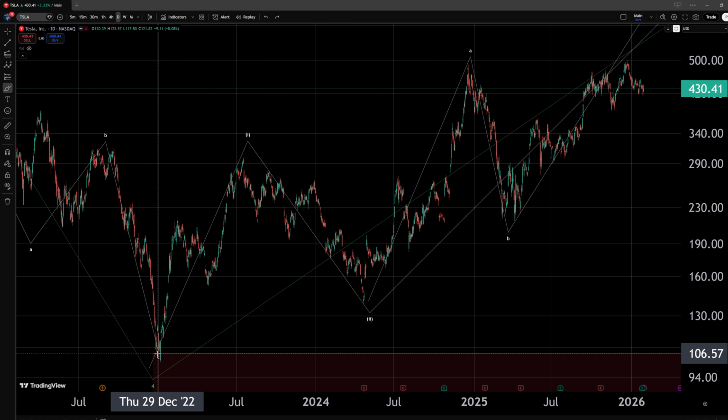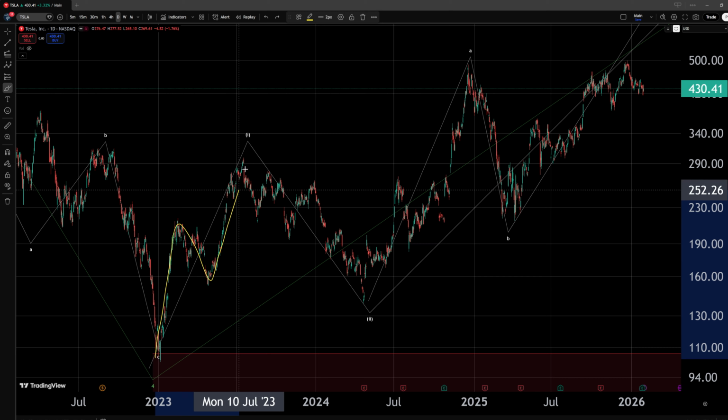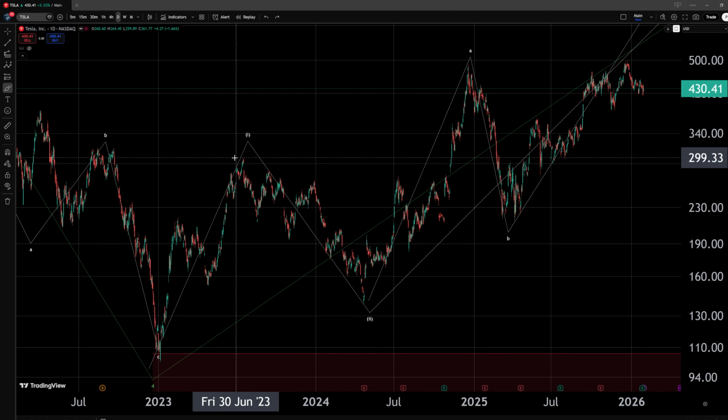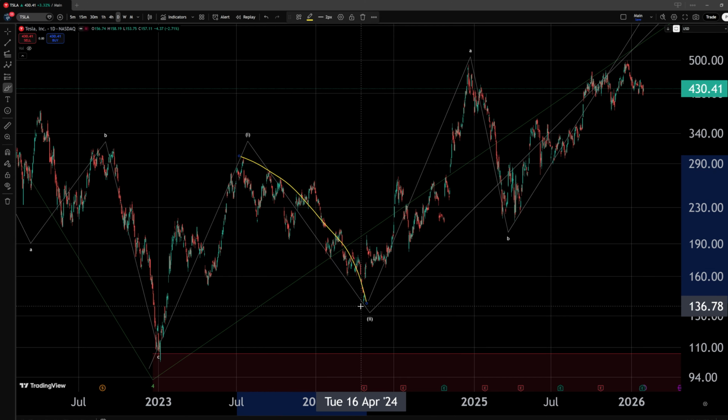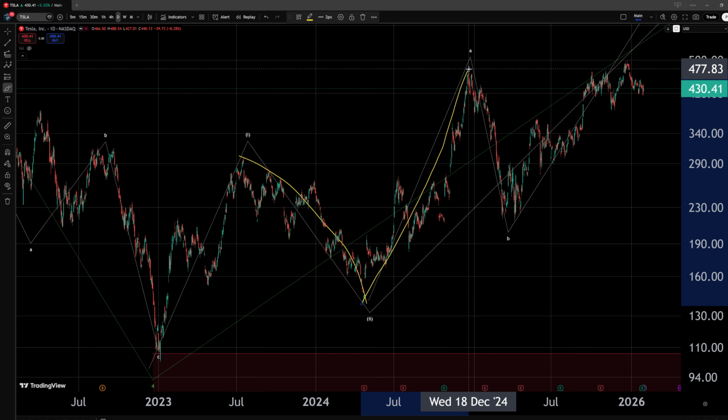We have only managed to build here an A, B, C pattern within this wave 1. Nonetheless, we did manage after our correction to form an extension higher, and that is why we are looking in the first place for this to manage to build the diagonal structure.